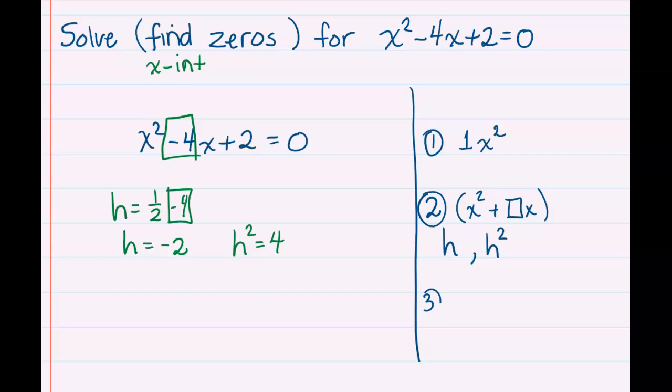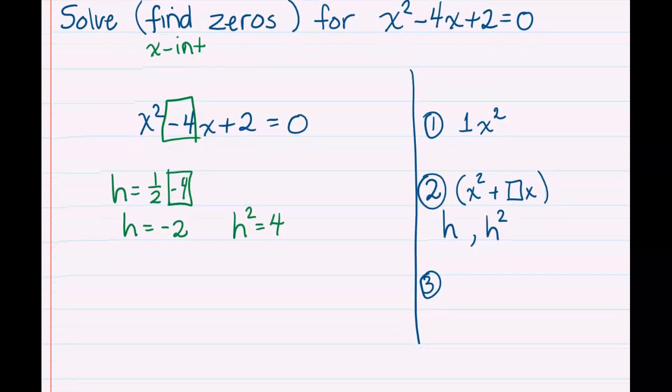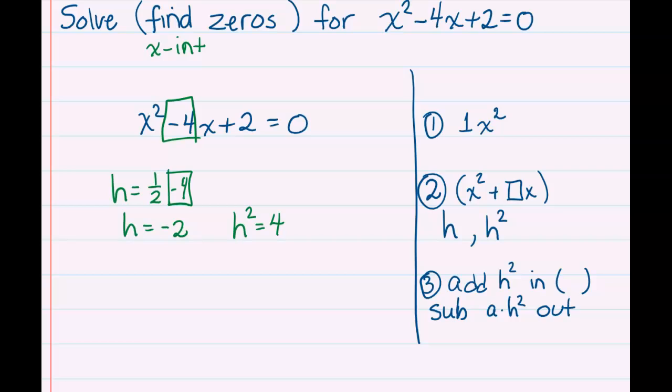Step 3 in completing the square is that we need to add h squared in the parentheses and subtract a times h squared on the outside. Let me show you what I mean. I'm going to come back up here and we're going to have x squared minus 4x. I'm going to put that in parentheses. I have my plus 2 on the outside, and I'm going to have it set equal to 0.